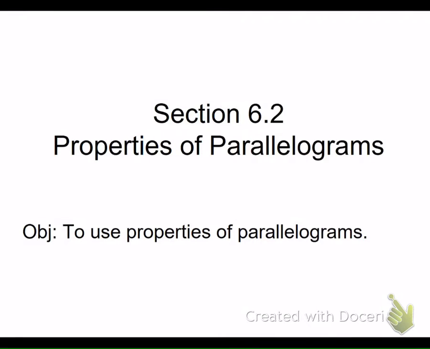All right, we're doing the second section of chapter 6 today. It's all about parallelograms. So yesterday we learned about polygons, and then we talked specifically about quadrilaterals. Quadrilaterals had 4 sides. Today we're going to talk about parallelograms, which is a special type of quadrilateral. So still 4 sides, but you'll learn some other properties that are true.